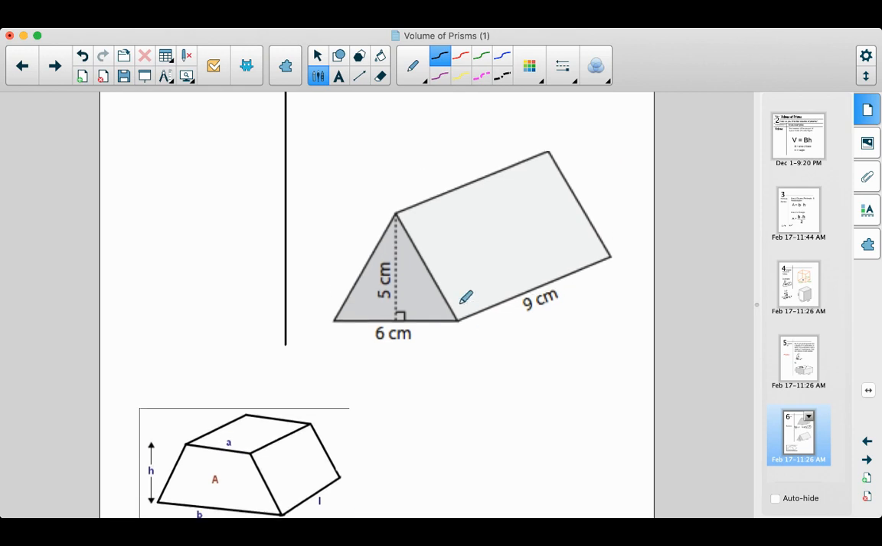All right, let's look at this one. So again, it's a triangular prism. The bases are triangles. So I want to find the area of the triangle, which is 6 times 5 divided by 2. Gives me 15. Multiply that by the length it was extended, the height of the prism. 15 times 9 is 135 centimeters cubed.